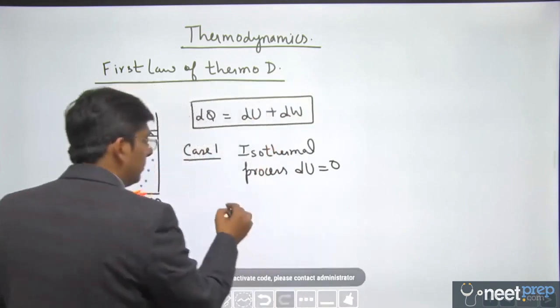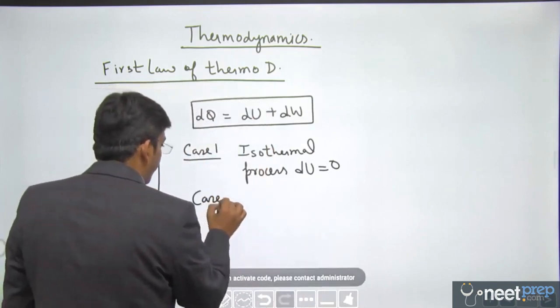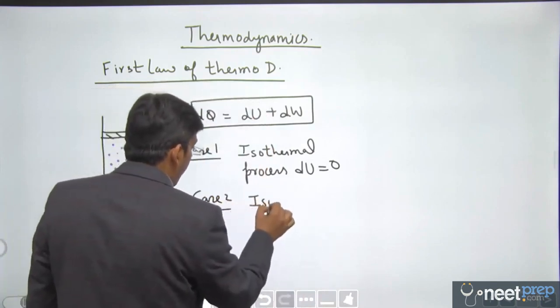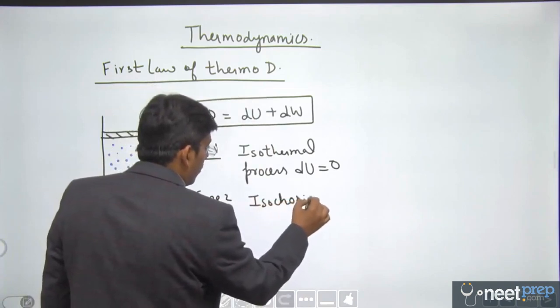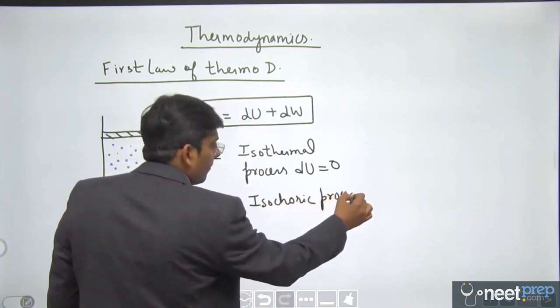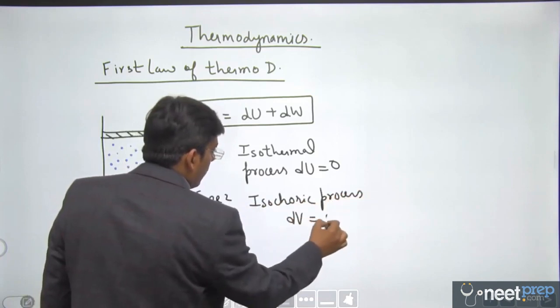For case 2, suppose you have an isochoric process. So the change in volume is 0, and work done is 0.